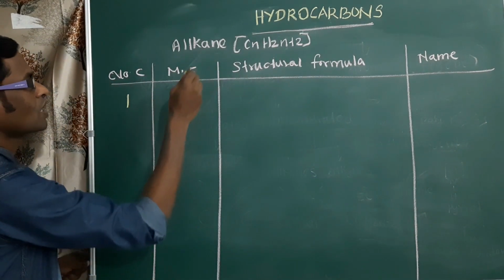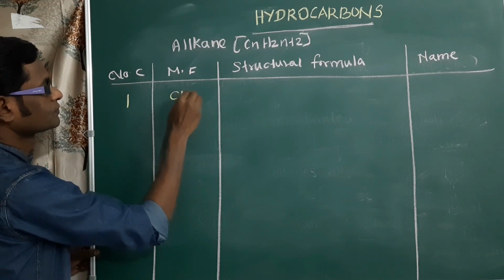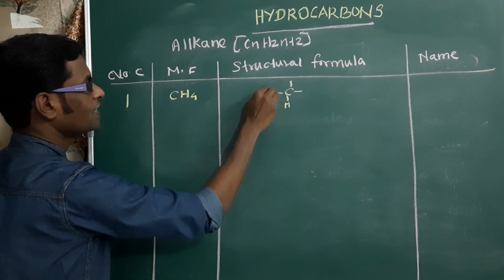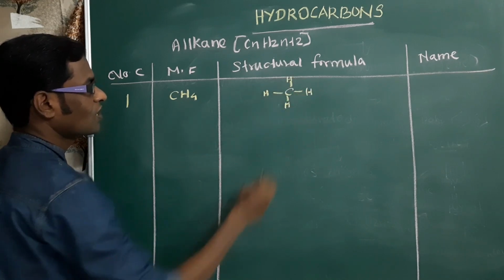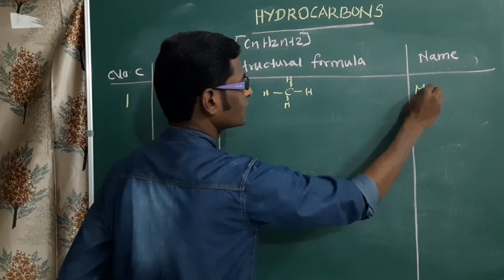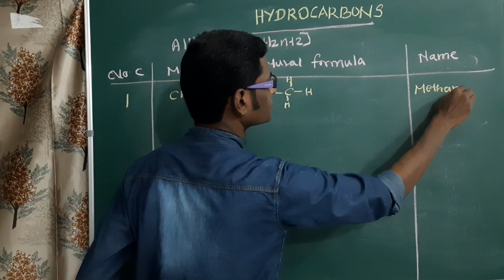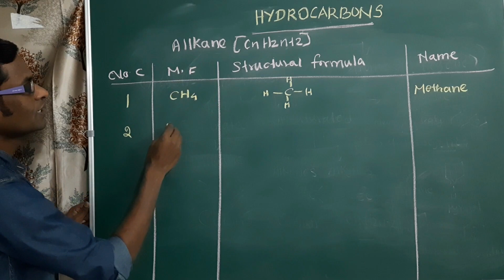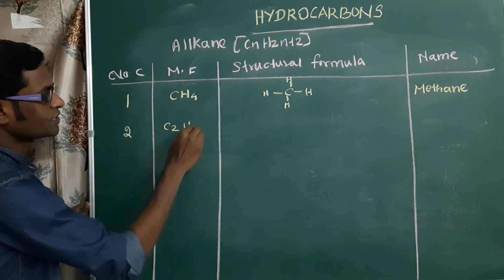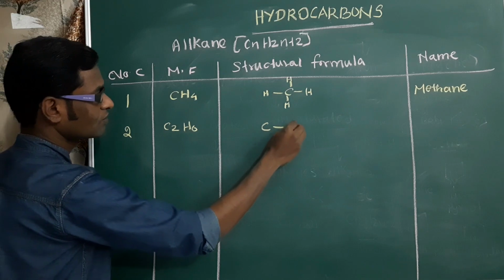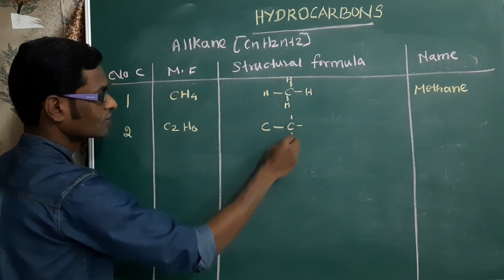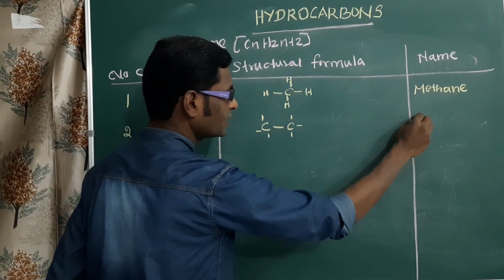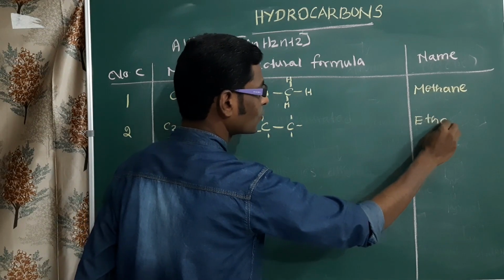Carbon number 1, molecular formula CH4. Each carbon will be bonded with 4 hydrogen atoms. If carbon number is 1, root word is meth, suffix ane, methane. Carbon number 2, molecular formula C2H6. Structural formula: the carbon-carbon single bond, each carbon requires 3 more hydrogen atoms. If carbon number is 2, root word eth, suffix ane, name of the compound ethane.